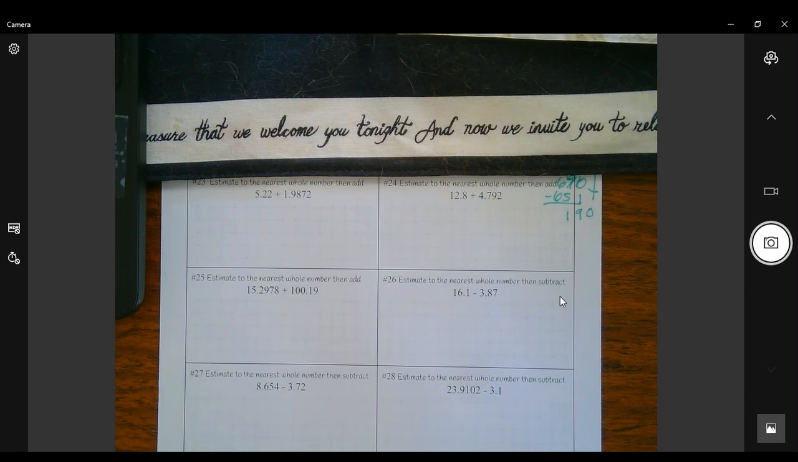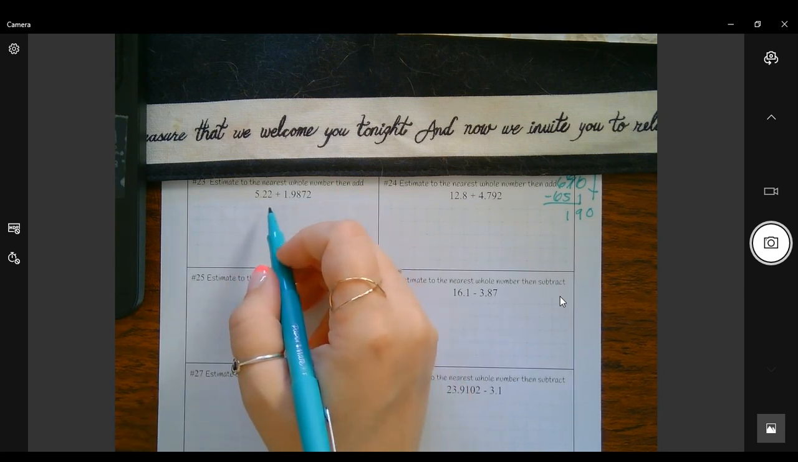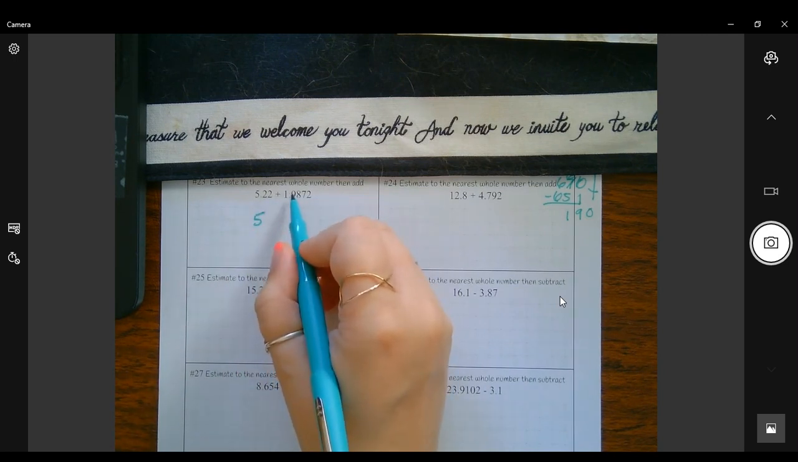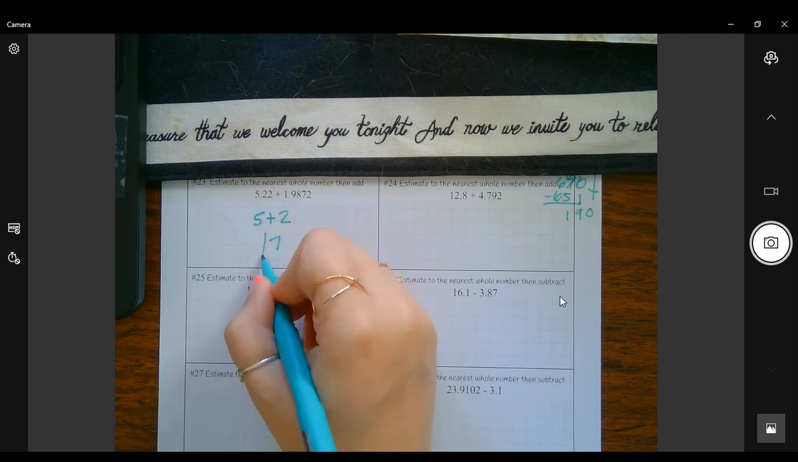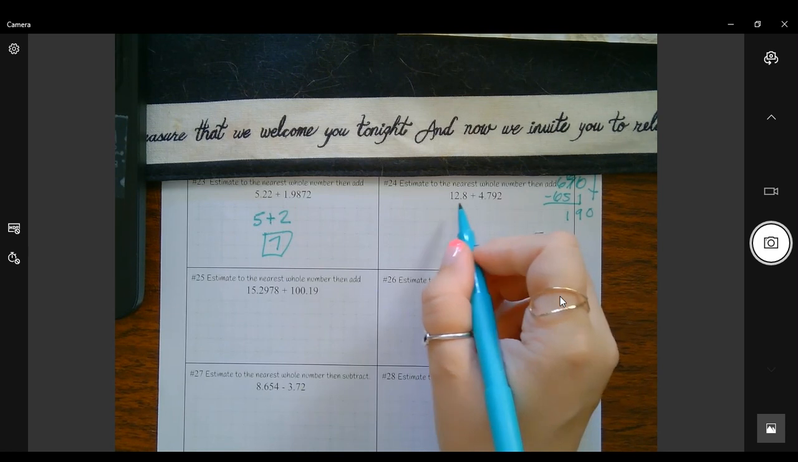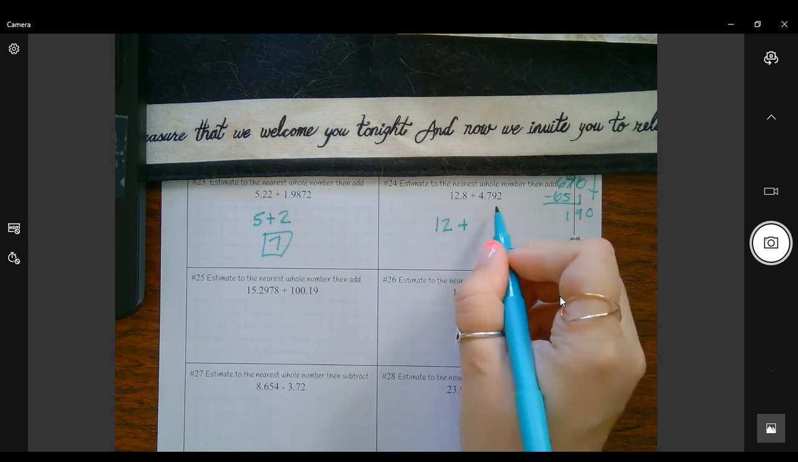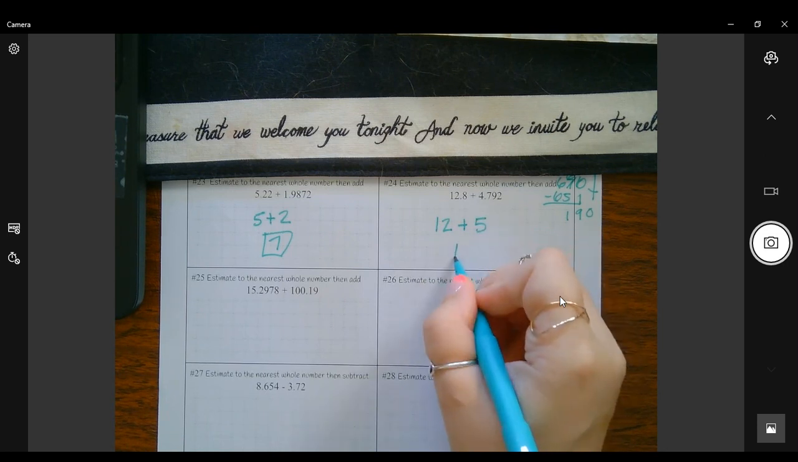For this next section, we're going to try to estimate these numbers. When we say estimate, round it to a whole number first and then just add those whole numbers. So 5.2, what would you round that to? Yeah, that's about 5. The 2 says stay at 5. For 1.9872, that 9 tells this to bump up to a 2. So what's 5 plus 2? 7. Okay, 12.8, what would that round to? 12. And 4.792 would round to, you're right, 5. And what is 12 plus 5? 17.